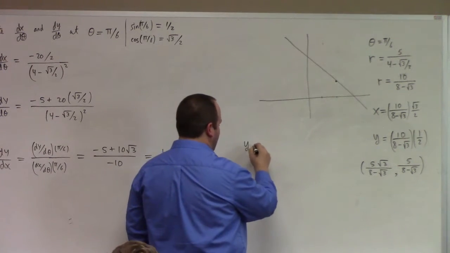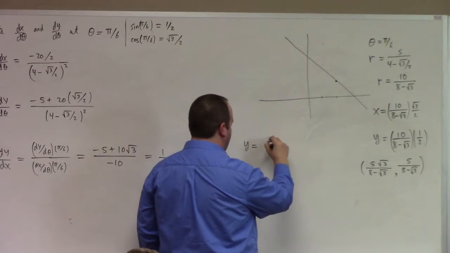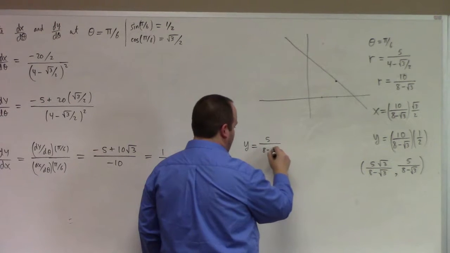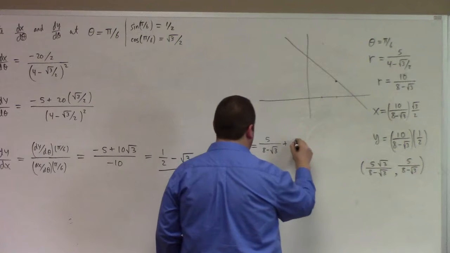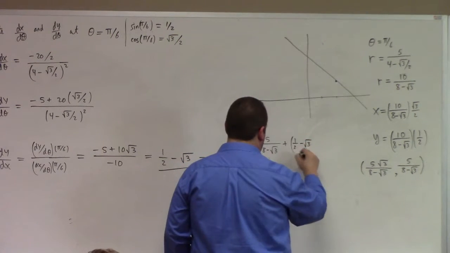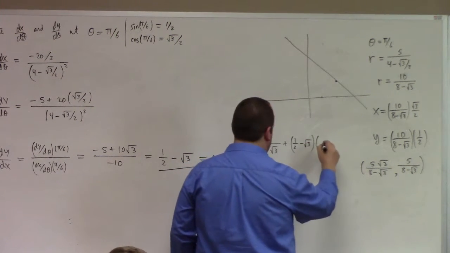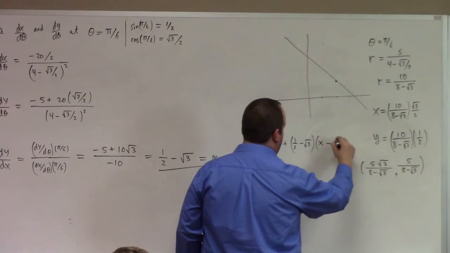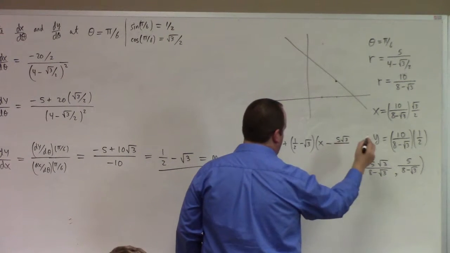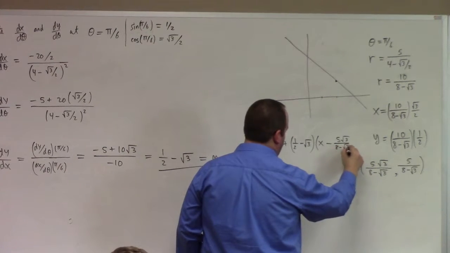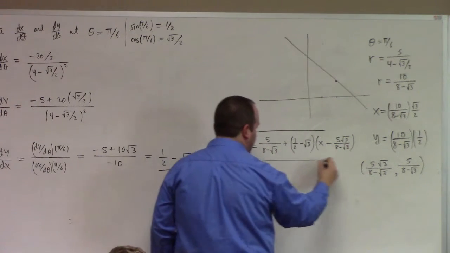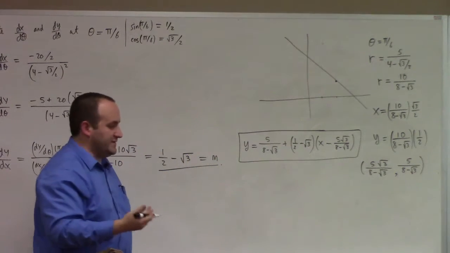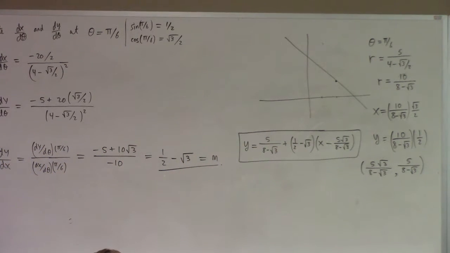Sorry. So y is equal to, what do we got? 5 over 8 minus root 3 plus the slope, which we figured out is 1/2 minus the square root of 3. That's the slope. And then x minus 5 root 3 over 8 minus root 3. This is using the point slope formula for a line. There you go. That probably doesn't look like the book's answer, and I don't much care. It's the concept that's more important than the actual rationalizing of roots in the final answer.